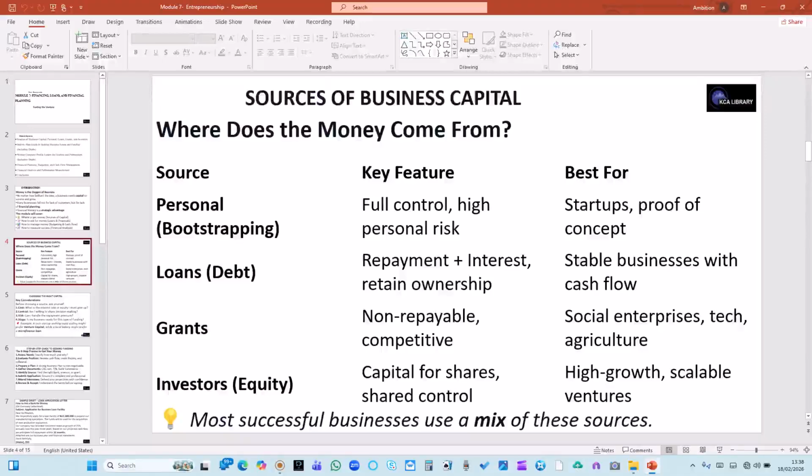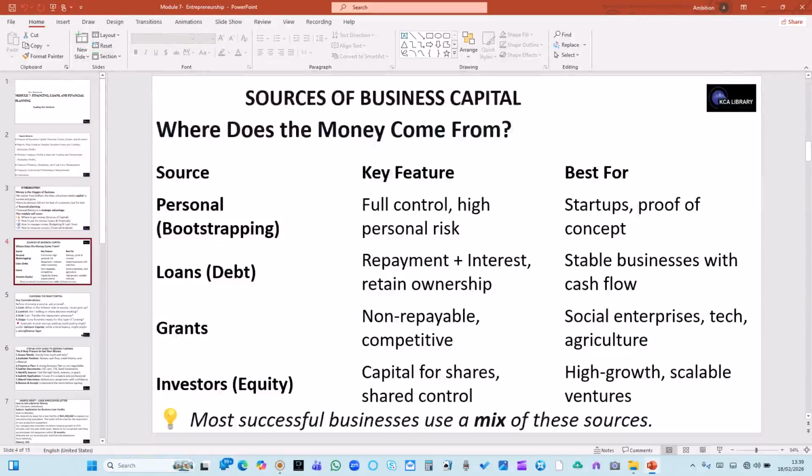Number 2 source is loan, which is debt financing. The key features are that it requires repayment and interest, as well as retaining ownership. It is good for a stable business with cash flow. Number 3 source is government grant. The key feature is that it is non-repayable and it is highly competitive. It is good for social enterprises, technology, and agriculture.